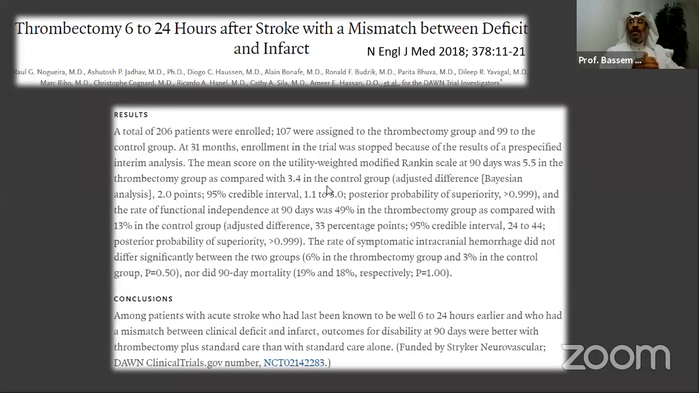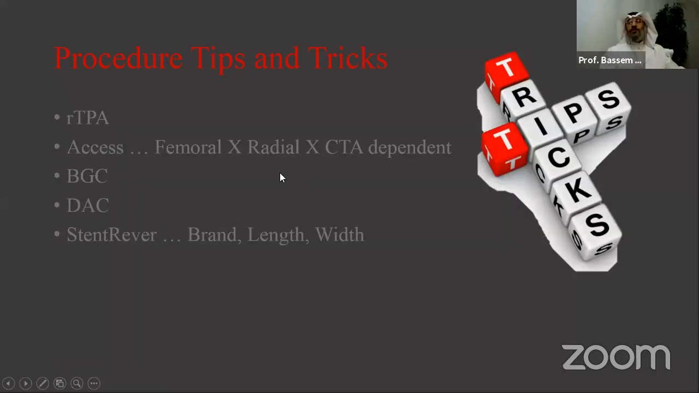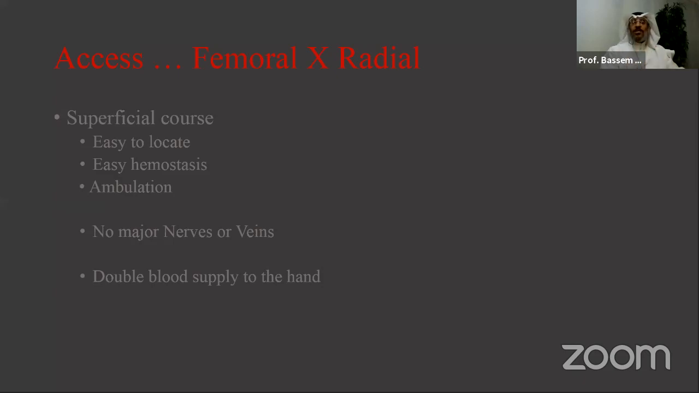So this has pushed the limit also for the benefit of the patient having this attack. Now, the procedure has developed a lot since the start of the 90s. And we will go through some of these tips and tricks that we will share with you from our experience.